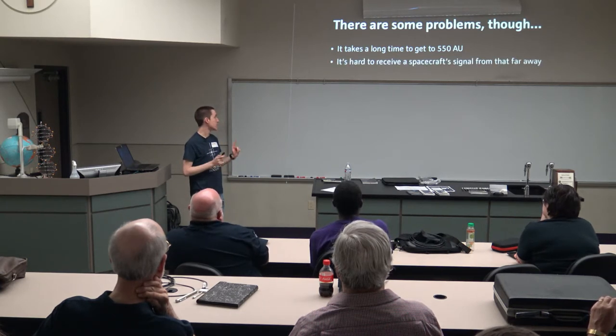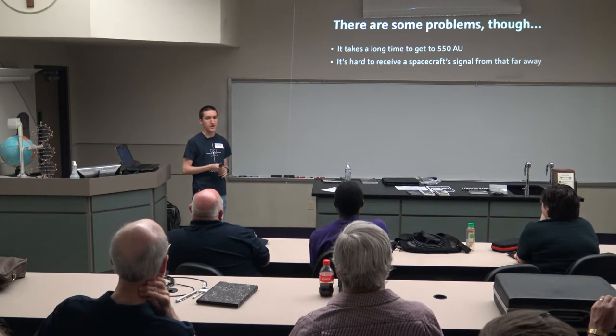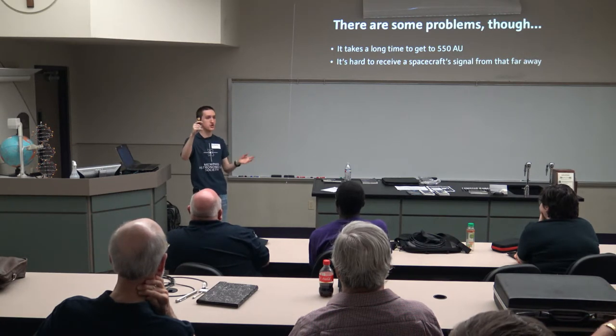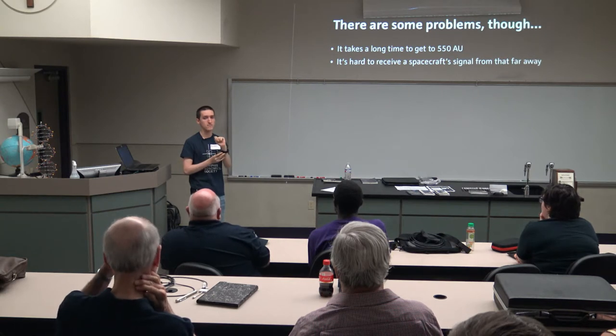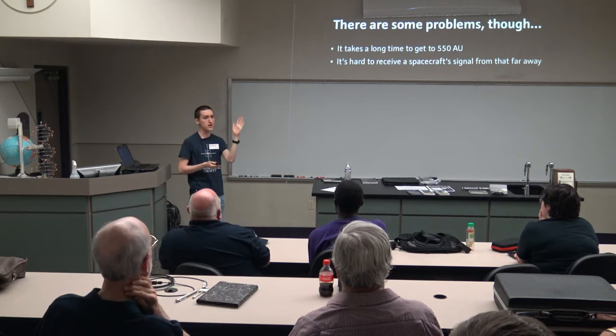Also, it's pretty hard to receive a signal from that far away. If you've seen pictures of the Voyager probe, the thing is mostly a dish. It's mostly a radio dish with some other instruments stuck on it. It's mainly a dish because it's extremely far away and needs to send and receive signals from Earth. They powered down most of the instruments on it more than 10 years ago. It's just sending minimal data back and forth, and it's still hard to receive that.